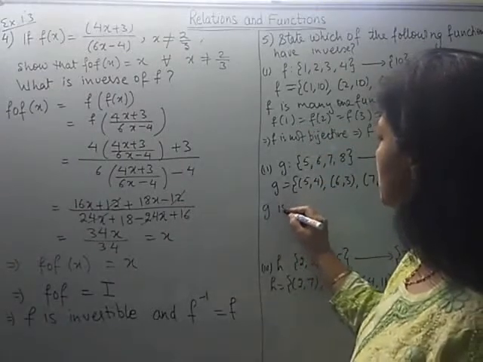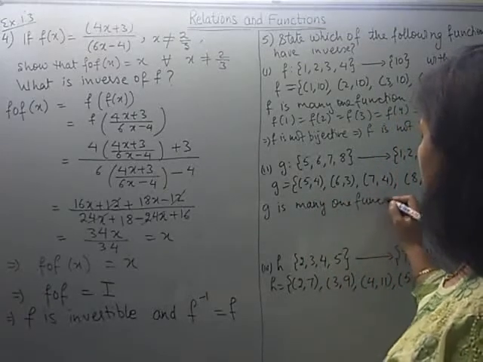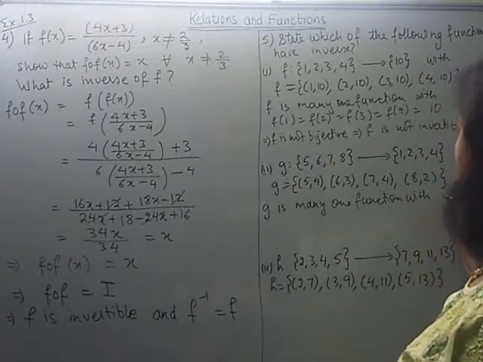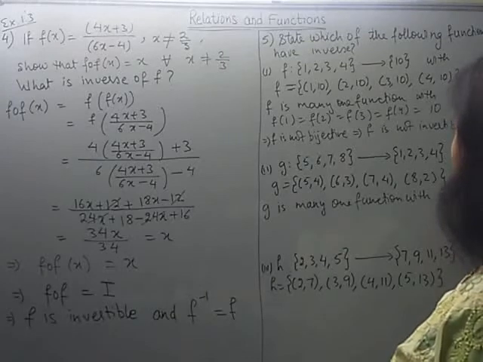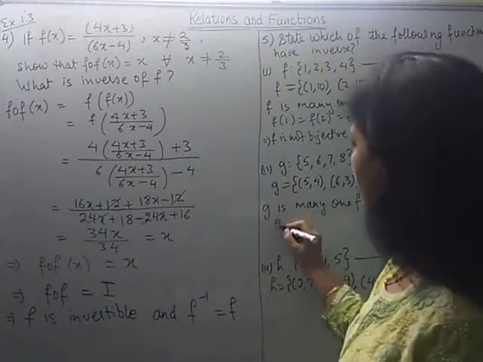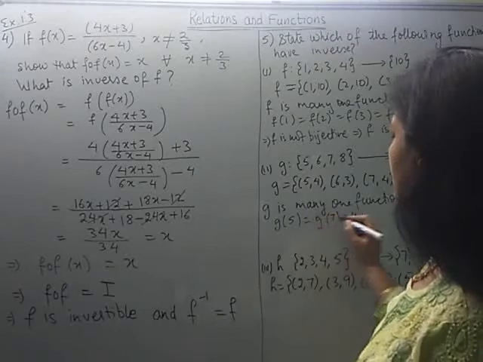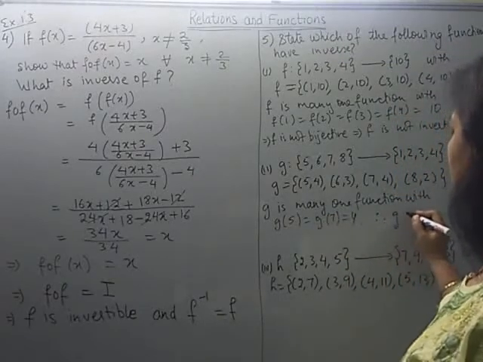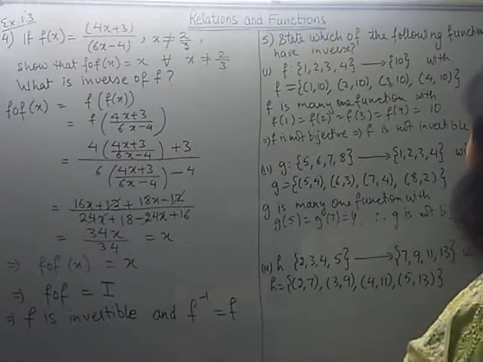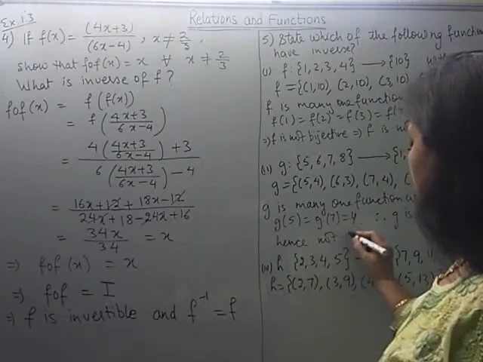We can say G is many one function with two numbers, 5 and 7, having same image. G5 is equal to G7, which is equal to 4. Fine. So therefore, G is not bijective, hence not invertible. Then see the last one.